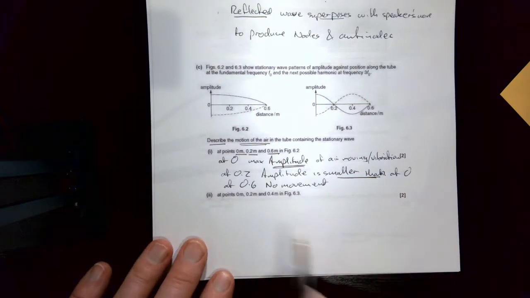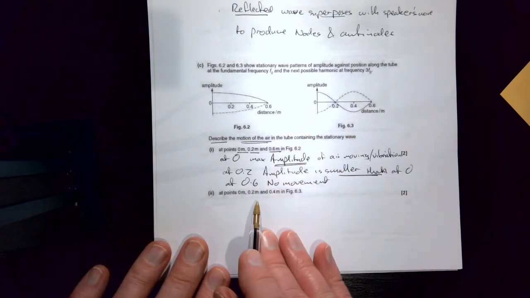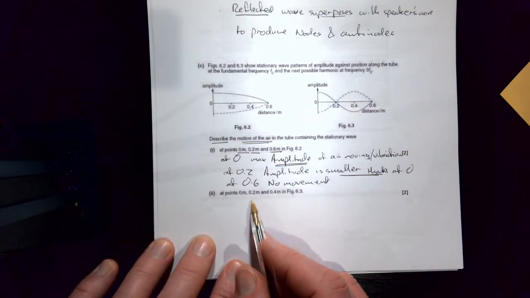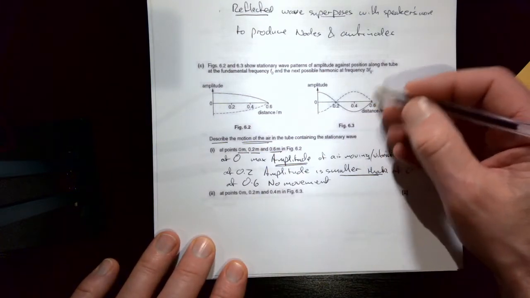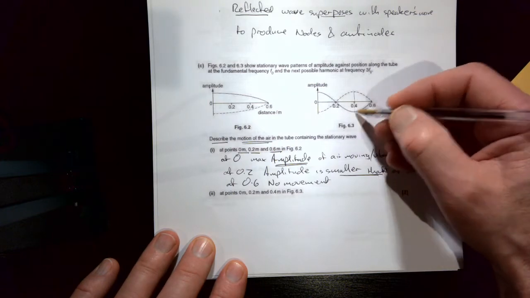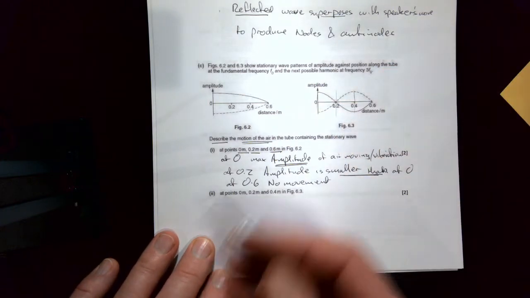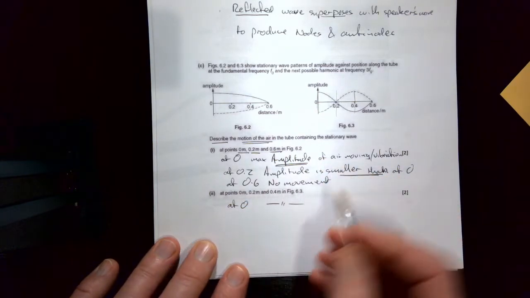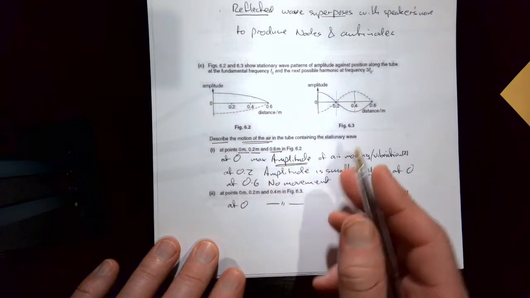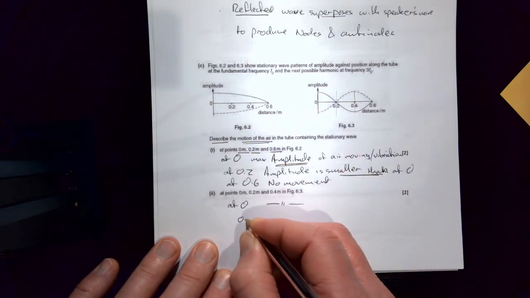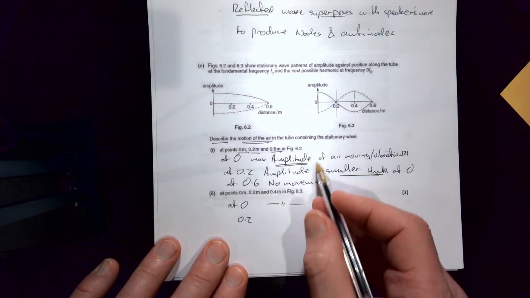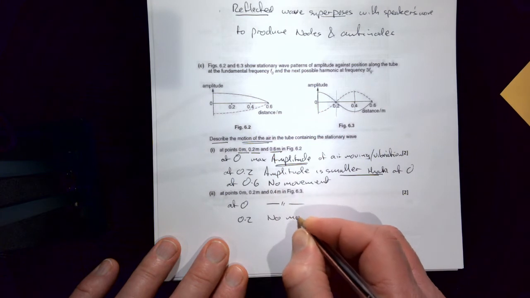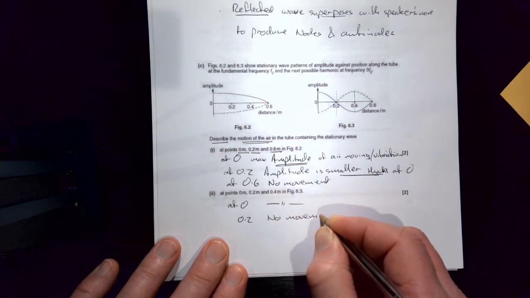Okay, now this one, again, a little bit of a trick. I think they did that on purpose, but it's not a trick, it's just reading the question. Some people describe this, but it doesn't want to know about 0.6. It's saying here, here, and here. So again, at 0, we've got exactly the same. Don't do a ditto, but that's what we're saying. We've got a maximum amplitude. At 0.2, again, you've got no vibration, just like it is there. So no movement, or no vibration if you prefer.